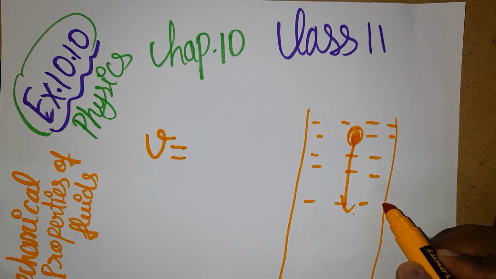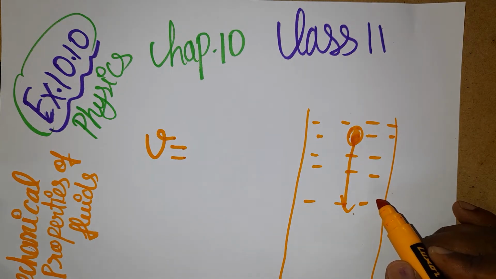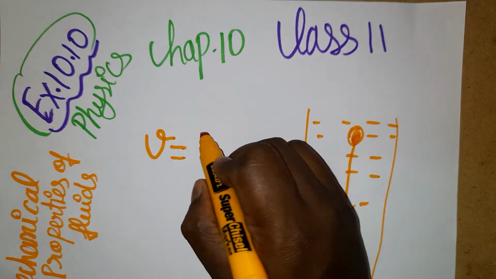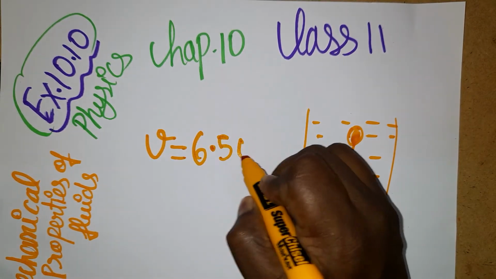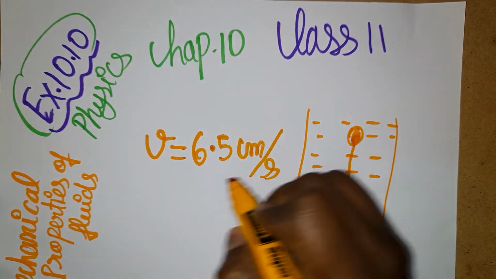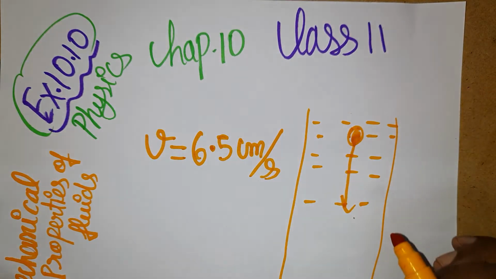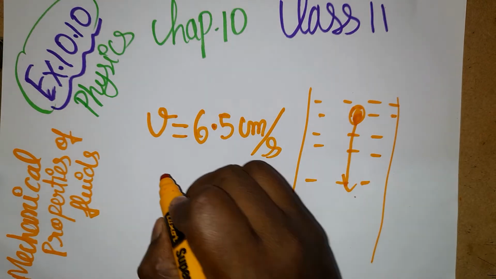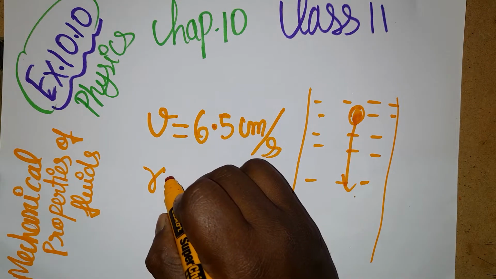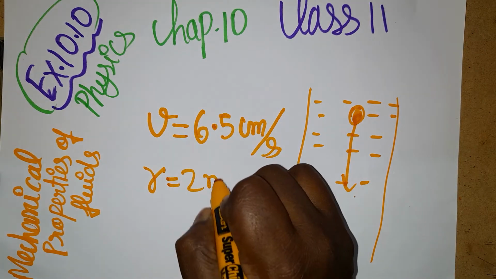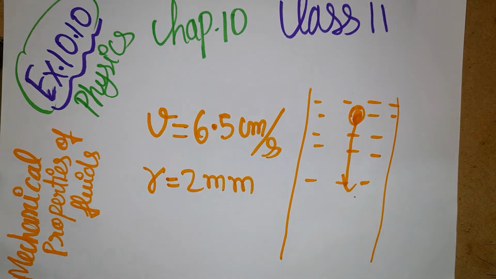The velocity of the ball is 6.5 centimeter per second, which is not in SI unit. Actually, the SI unit is the meter-kilogram-second, MKS system. The next one, the radius of the ball, is also given: 2 millimeter.